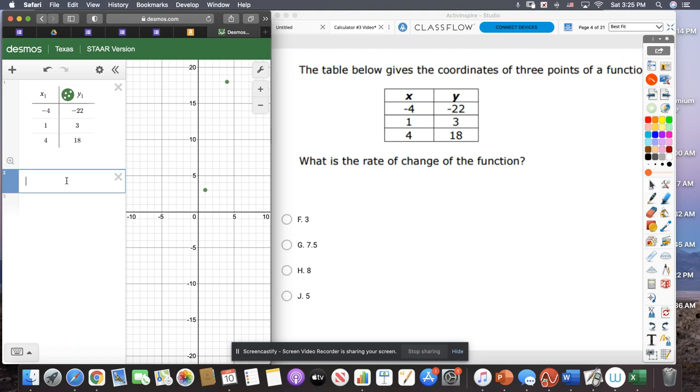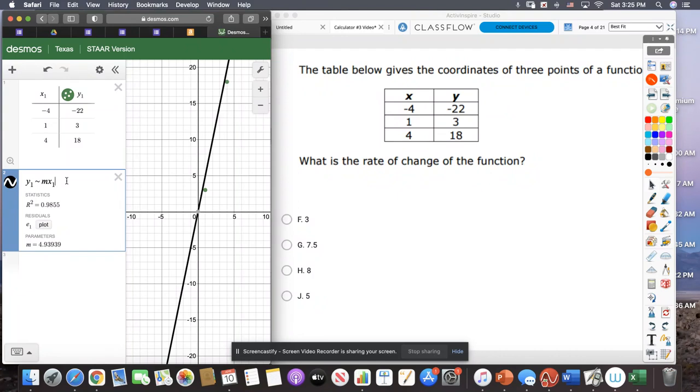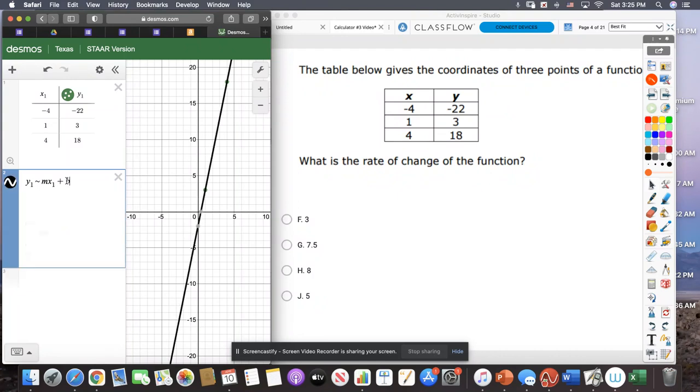So here you're going to type Y, then the number 1, and it gives you that little subscript 1. Then you have to hit the tilde button, which is Shift and the button to the left of number 1. And so that gives you a little tilde mark. Then you're going to type MX, and then right after X, you're typing 1, and it gives you the subscript of 1, and then plus B. So you're really typing Y equals MX plus B, but you have to have Y1 and X1 because this column is called X1 and Y1. So that we're labeling this X1 and Y1. And then down here is the slope. There's the answer, the 5.